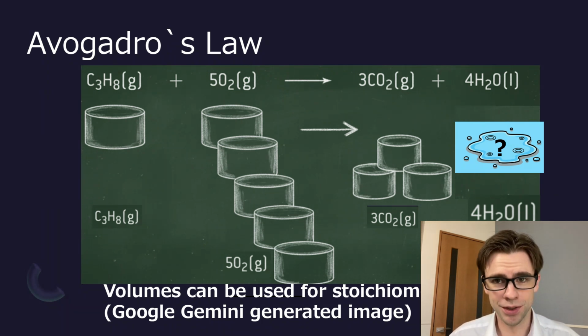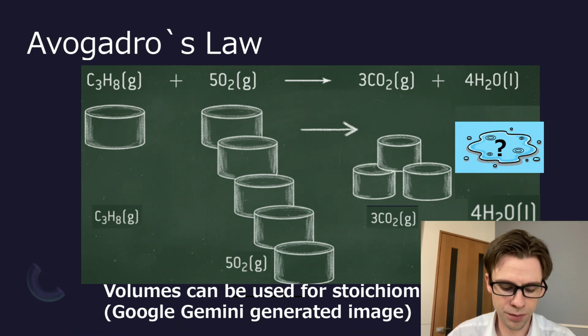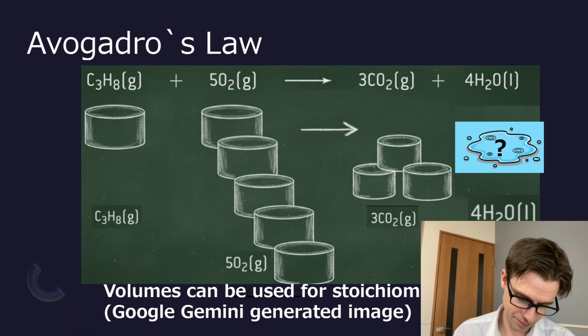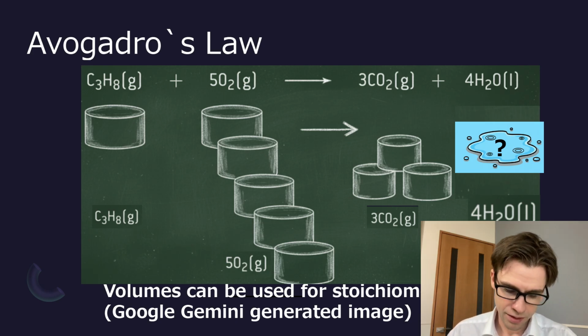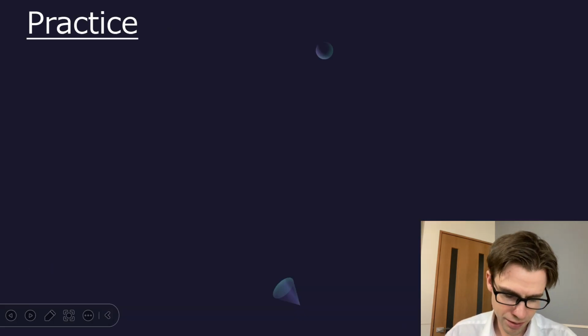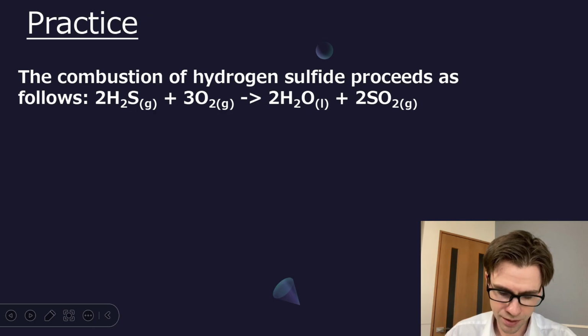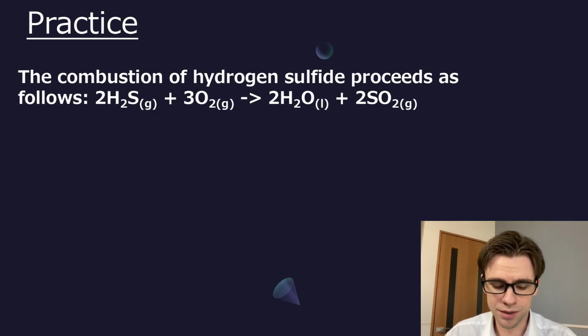And then if you really want the volume of H2O, you could use the density, which is generally 1 gram per milliliter. Okay, so that's a good visualization. Moving on. That's basically all that there is to this, so let's do some practice.